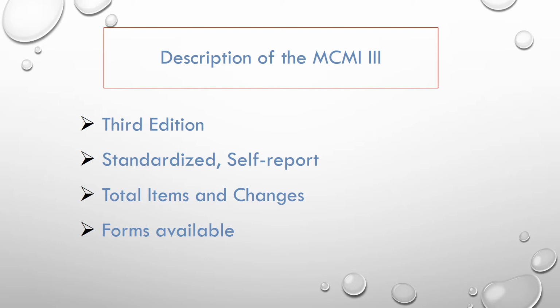The MCMI-3 is available as a standardized self-report questionnaire, on paper as well as on computer. The assessment questions are in true and false order. With 175 test items, it addresses a wide range of issues relative to personality, emotions, and attitude.